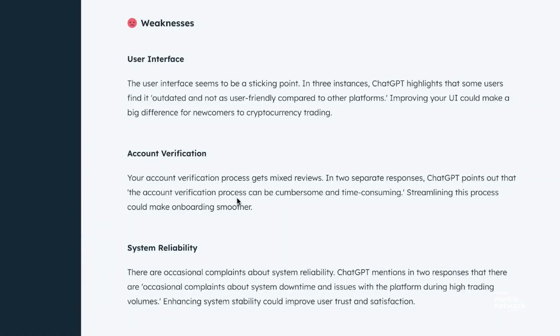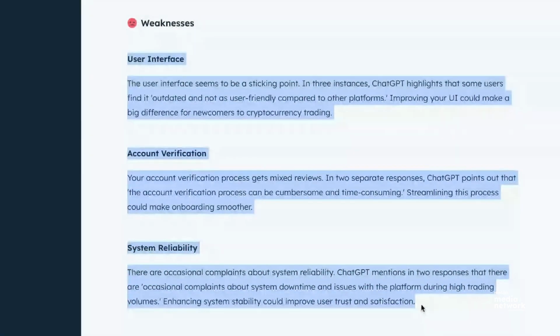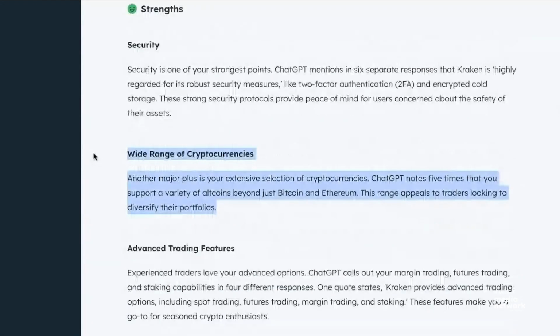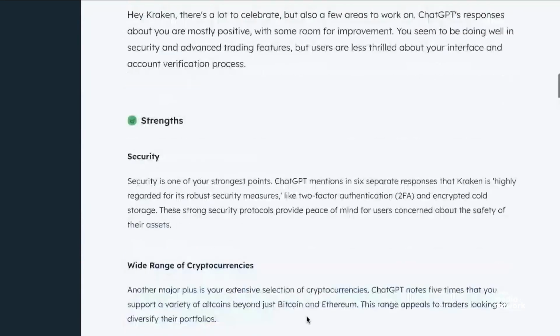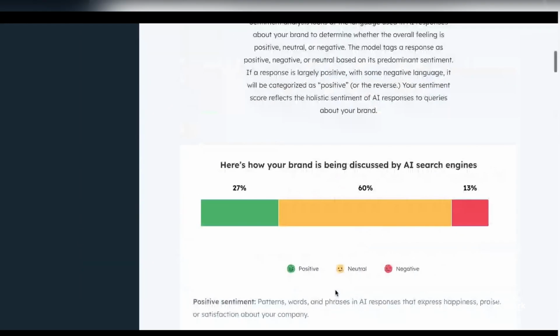Account verification got mixed reviews. It's pretty time consuming. I actually am a Kraken user. This is somewhat true. System reliability, I know less about, but I will say all three of these are different from Coinbase, right? So it really is able to extrapolate the things that are unique for this company. And I will say this is a strength of Kraken's: wide range of cryptocurrencies, securities mentioned, advanced trading features mentioned. So it does a pretty good job.